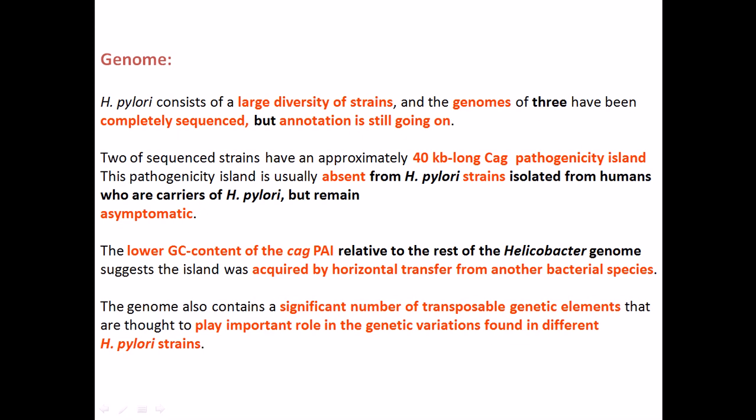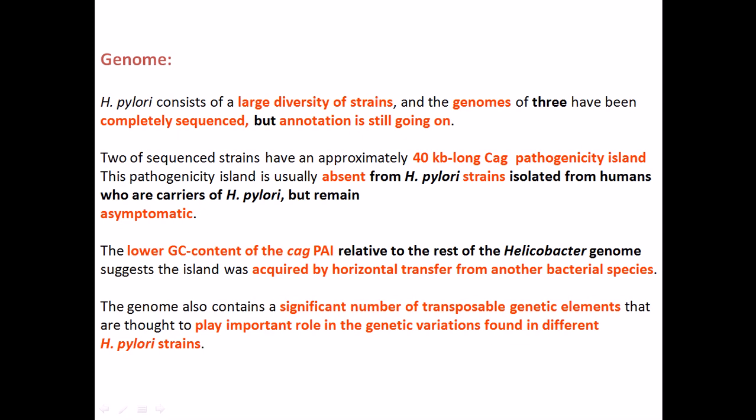And normally the lower GC content of this CAG pathogenicity island of the Helicobacter pylori genome is showing us that, if we have low GC content and high AT content, it's a normal indication that they may have got these genes and gene sequences via horizontal gene transfer processes. So it is a result of horizontal gene transfer.